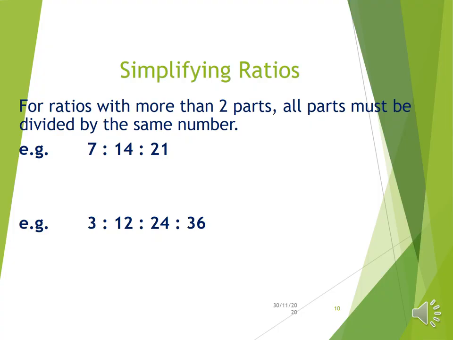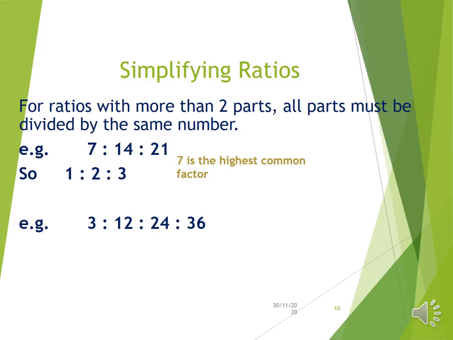You try to identify the largest number that will fit into each of those numbers without any remainders. So what will go into 7, 14, and 21? 7. 7 is the highest common factor. And once you know that 7 is the highest common factor, what do you do? Well, you do the same thing.